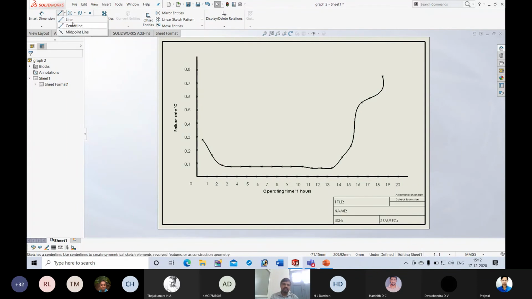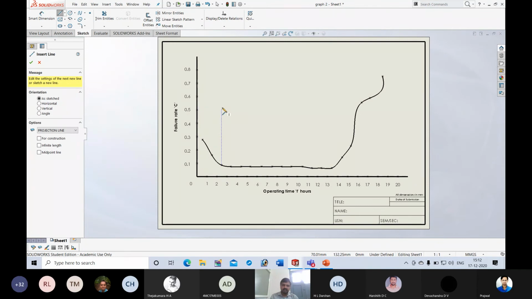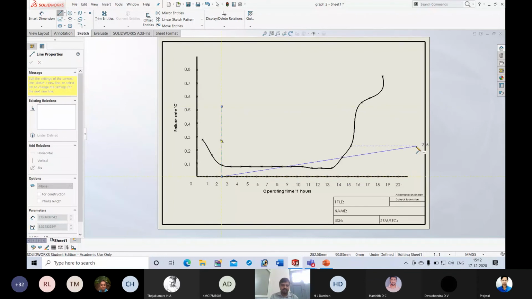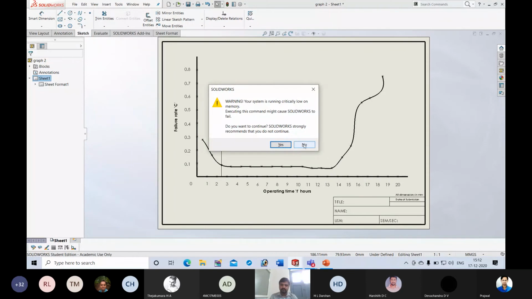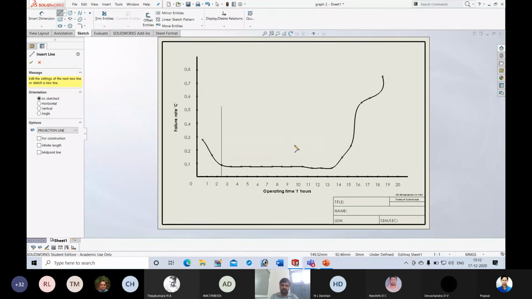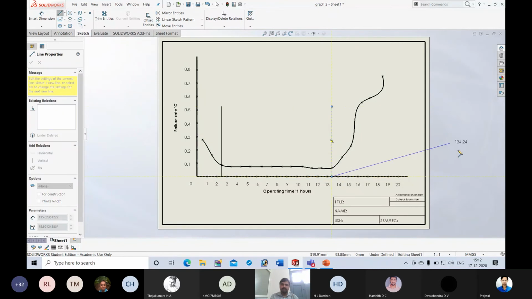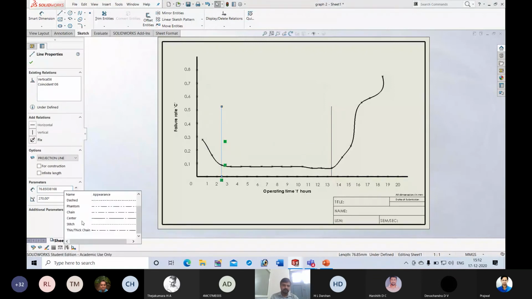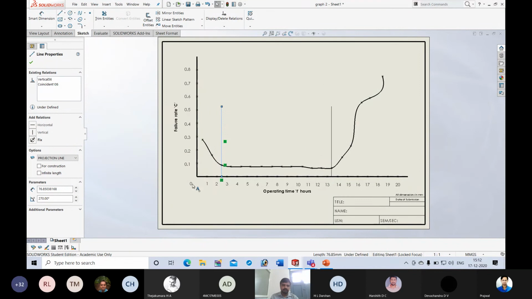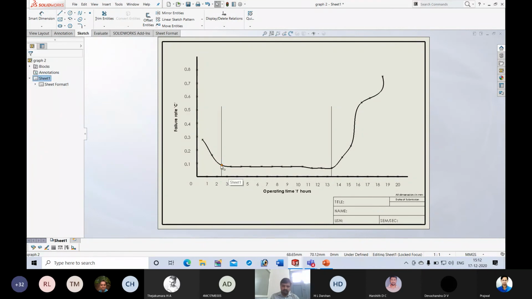So I will draw vertical lines. Okay. So here, from this point to this point, this is the random failure region or chance failure region.